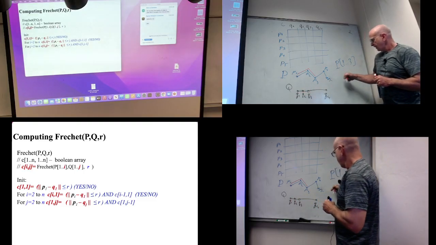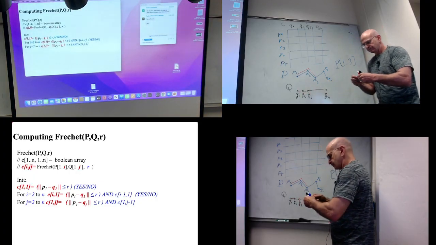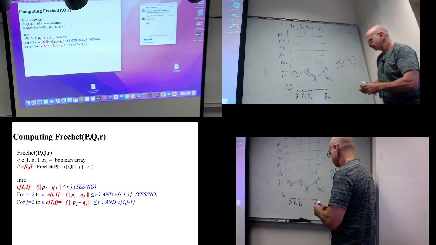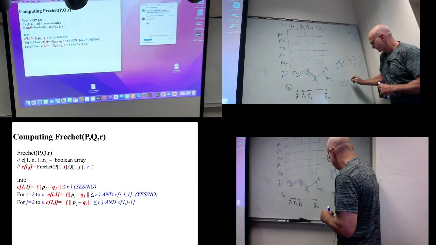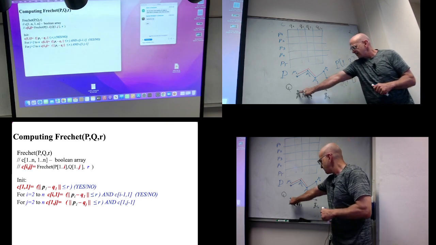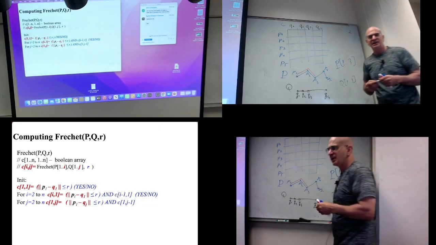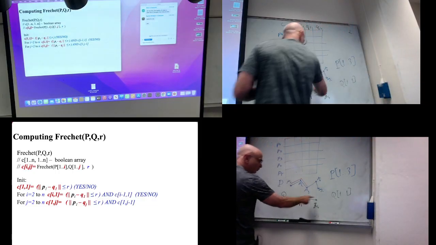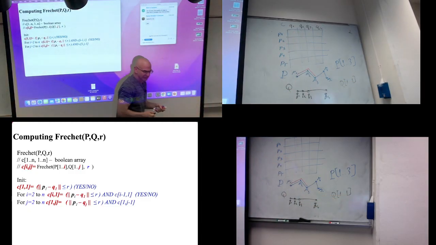And similarly, Q of 1 dot dot 1, the same notation, is a polygonal path that consists just of the first vertex. It's a prefix of just a single vertex. Q of 1 dot dot 4 will be a prefix of 4 vertices.